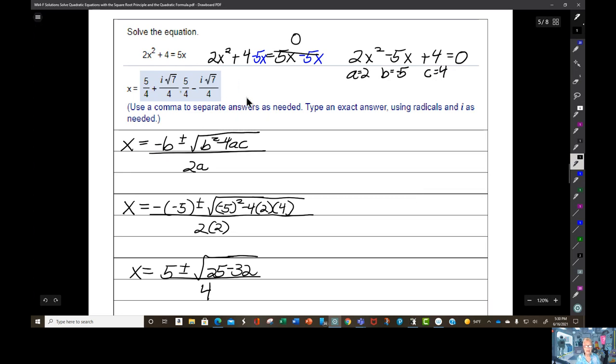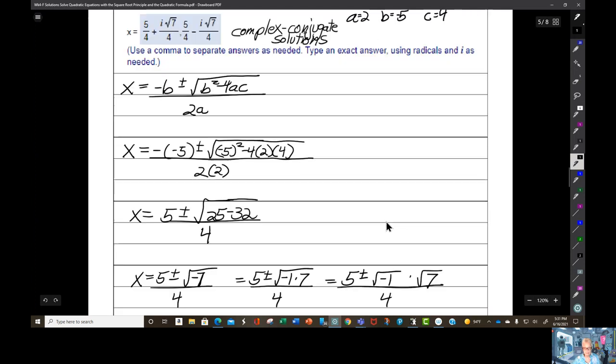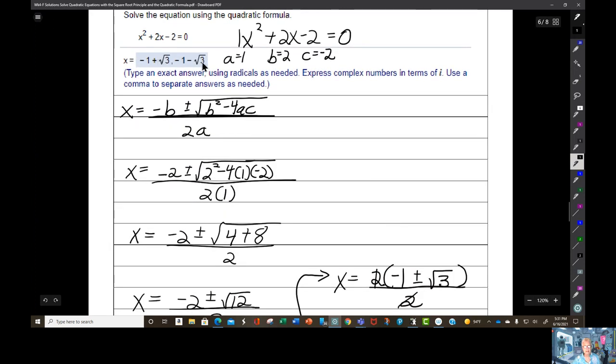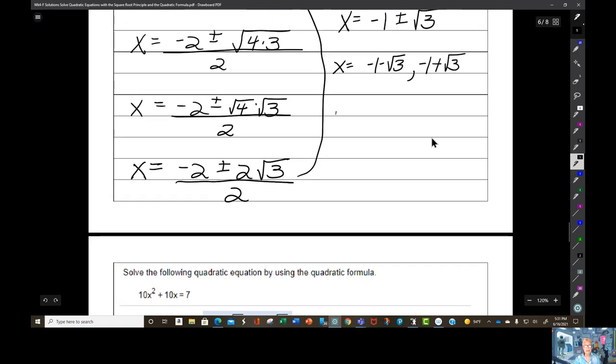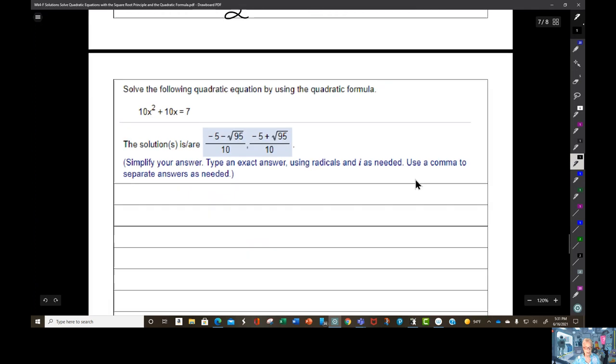Here we have I numbers again. These are complex conjugate solutions. And these are real irrational solutions to the equation. And it looks like I missed one. Oh my goodness, there are a lot more.